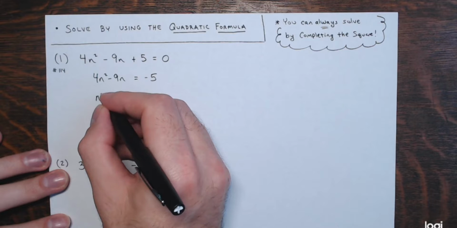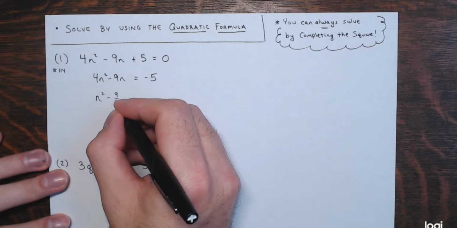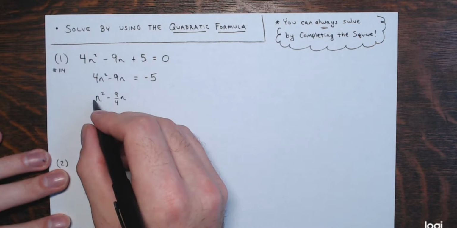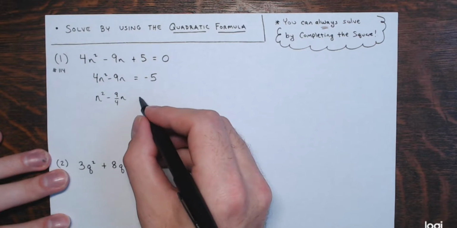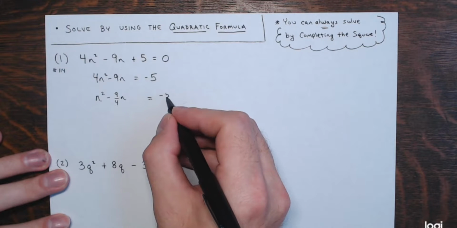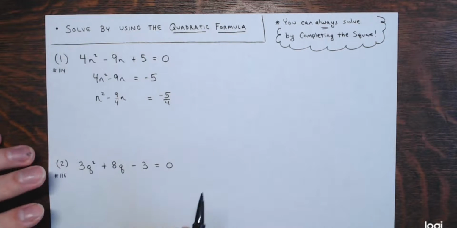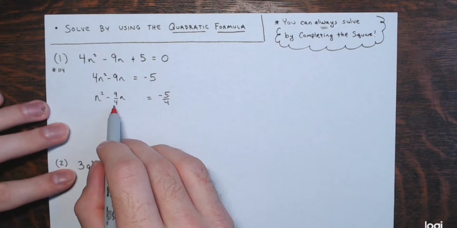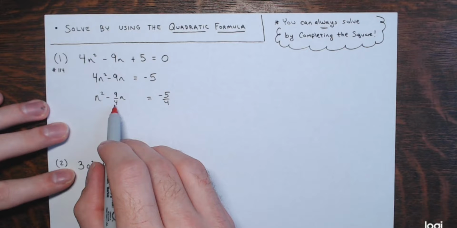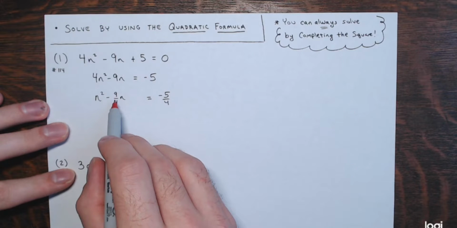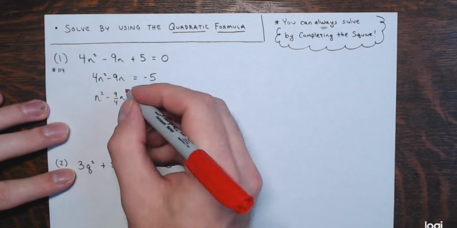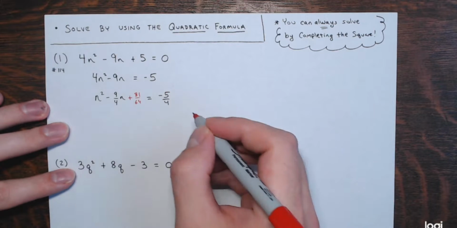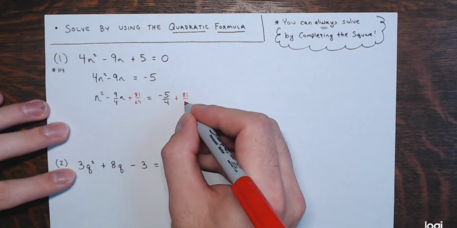So we have n squared minus 9/4 times n. Now I can complete the square over here because the quadratic term has a coefficient of 1. So I'm going to leave some space. Equals negative 5/4. Then I complete the square. Now half of negative 9/4 would be negative 9/8. And then squaring that would be 81/64. Right? 9 squared and 8 squared. 81/64. And I add that to this other side as well.